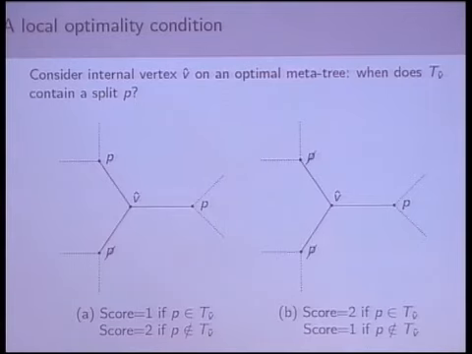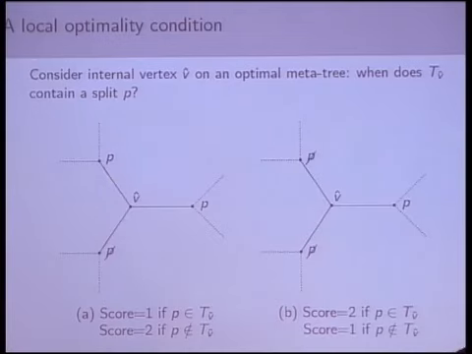Well, this property extends to every vertex on the interior of a metatree. So here I've drawn a maximally resolved vertex inside a metatree. And if we just think about whether to include a split in this topology or not, if we have two neighbors that contain the split P, but one neighbor that doesn't, then you can see the score is minimized by including the split P at this interior vertex. Similarly over here, if we've got two neighbors without the split, one neighbor with the split, then the score is minimized by not including P in the interior vertex.